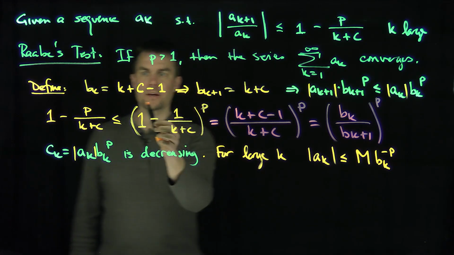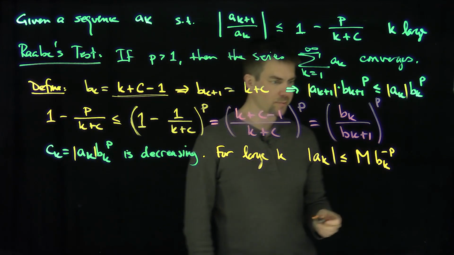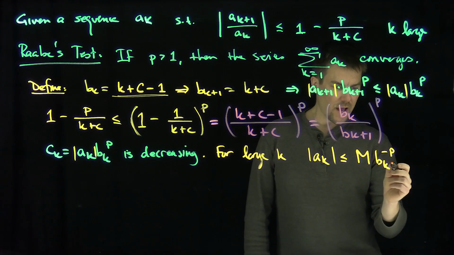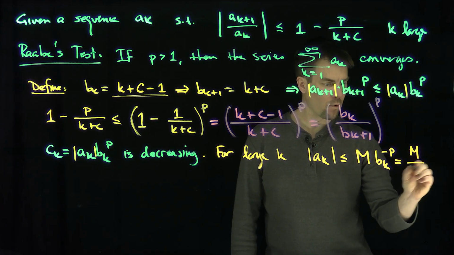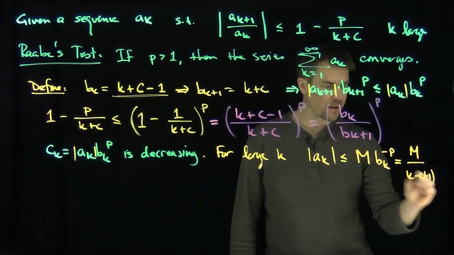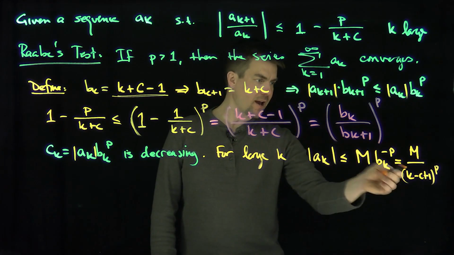I need to make sure k is large enough so this quantity is non-negative, to make sure this makes sense, so it's not 0. That's easy to make happen though. So this exactly looks like what? This looks like M over (k minus c plus 1) to the power p. And so this is a p-series, so I've just bounded a_k by a p-series.